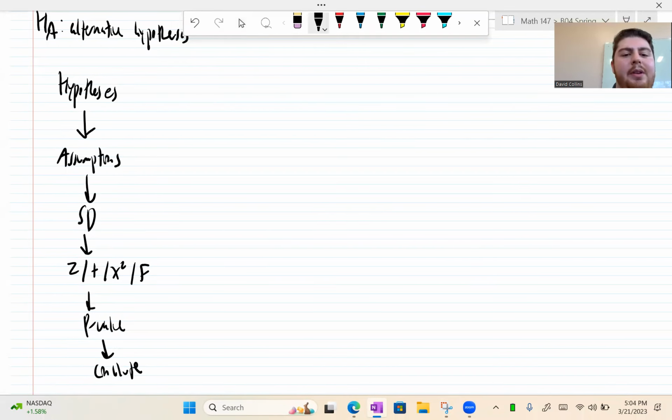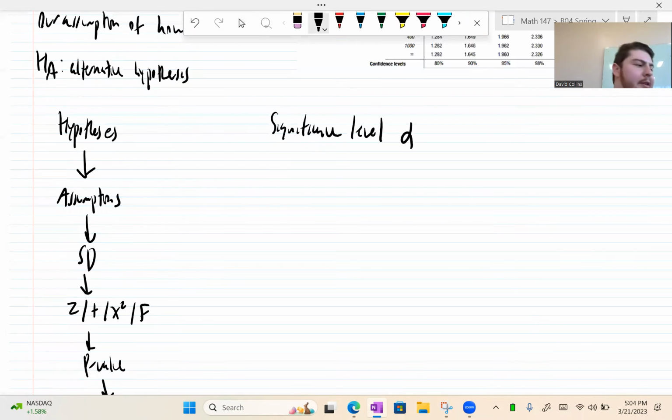So, next thing we want to talk about is a significance level. We usually call it the Greek letter alpha. This is going to be a decimal. Usually we go with 0.05. The confidence level, which we've already worked with, is 1 minus alpha. So an alpha level of 0.05 or 5% corresponds to a 95% confidence interval.